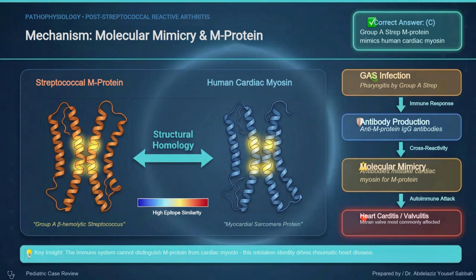The key insight is that the immune system cannot distinguish M protein from cardiac myosin, and this mistaken identity drives rheumatic heart disease. This is why treating streptococcal pharyngitis with antibiotics is essential for prevention.